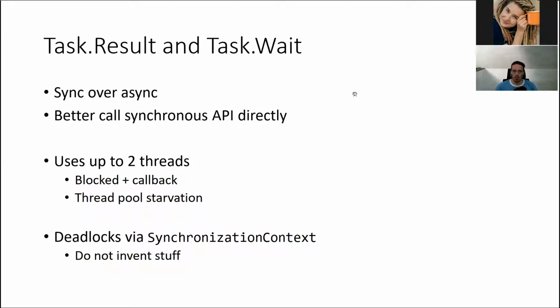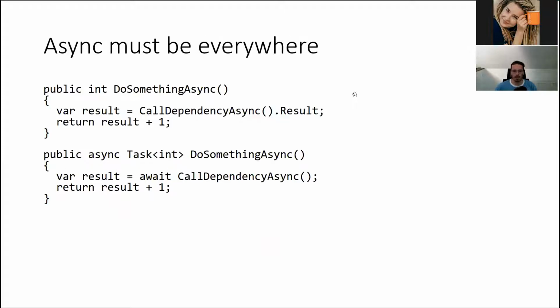And what's worse, you can get a deadlock if you are using a synchronization context. That means if you are, for example, in a WinForms or WPF application, which have a synchronization context, then you can actually end up in a deadlock situation. So basically, don't invent stuff. Do not try to invent some way to call the asynchronous operation synchronously, because it's going to end up very badly. And again, we will see how it behaves badly in the code in a few minutes.